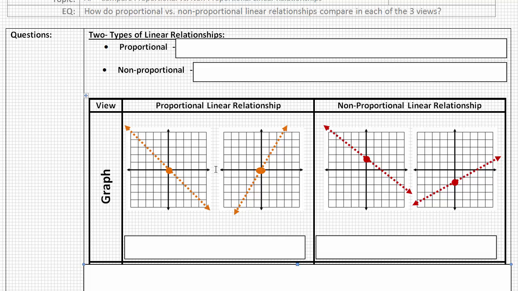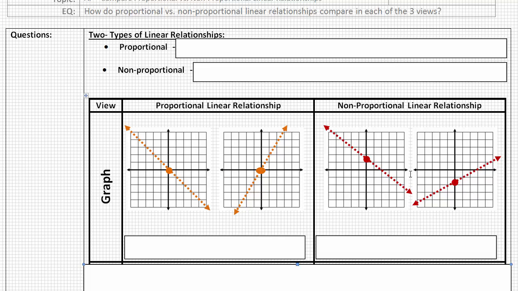What I notice is that the y-intercept for both of the proportional graphs is the origin. They both intersect when x is 0 and y is 0, right here at the origin. Whereas on these 2 graphs for non-proportional relationships, they both have a b value that is different than 0. Here we know we have a positive b value, here we have a negative b value. Neither one of these go through the origin.